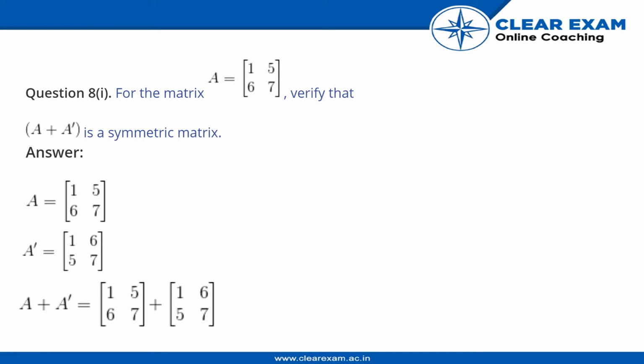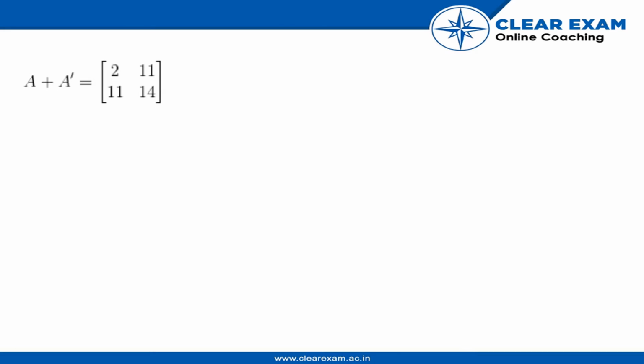A plus A transpose is equal to, substituting the values of A and A transpose, we get [1, 5; 6, 7] plus [1, 6; 5, 7]. 1 plus 1 is 2, 5 plus 6 is 11, 6 plus 5 is 11, 7 plus 7 is 14. So yeah, A plus A transpose would be [2, 11; 11, 14].